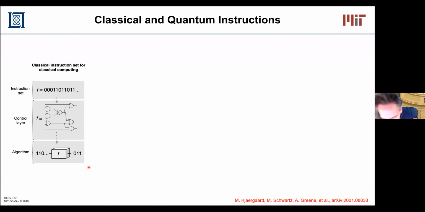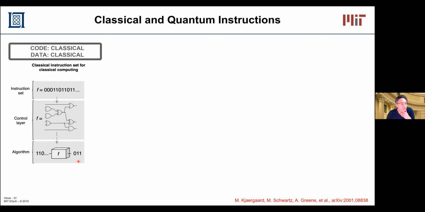And so that's what classical computers are. We've talked about this before, but let's just go through it again. In classical computing, you have an instruction set that you interpret or compile into a set of classical gates, which take an input, perform a function that you care about that's defined by this instruction set, and give you some output. So here, the code and the data are clearly both classical, right?